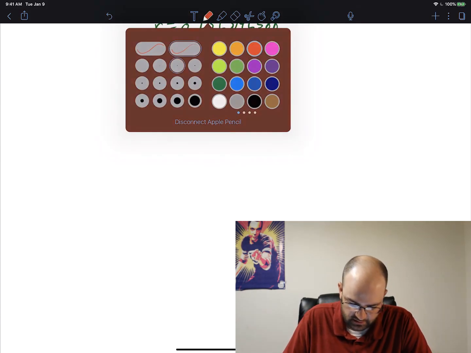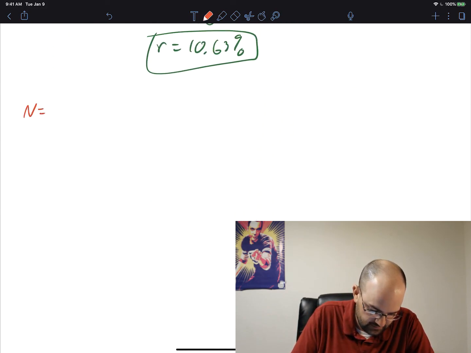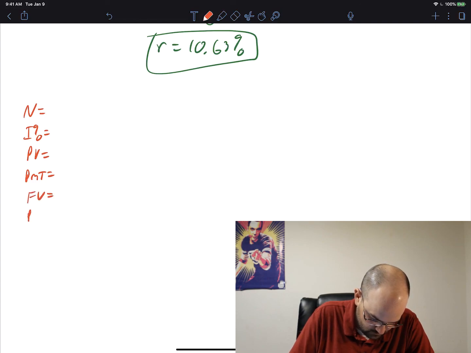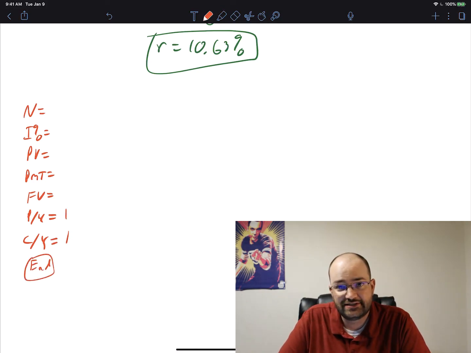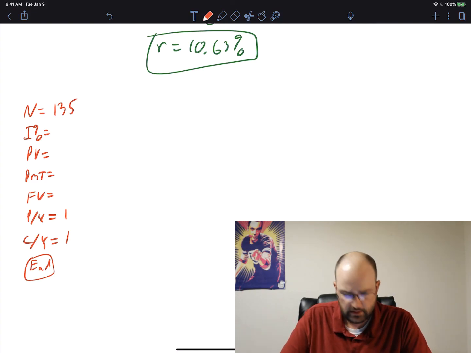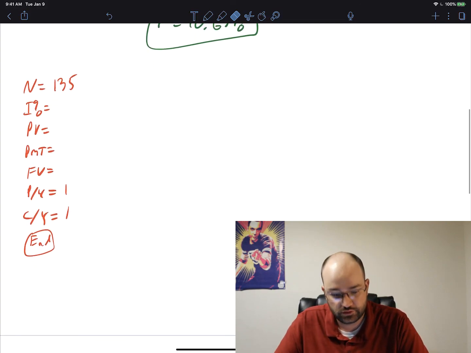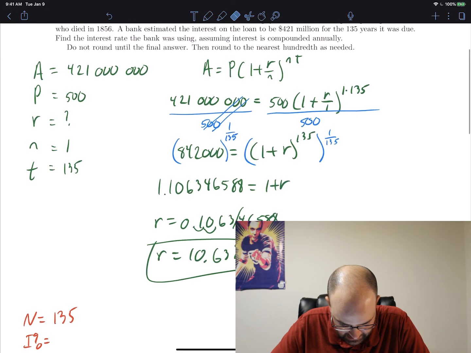This actually didn't need to be done using algebra. We could have used the TVM solver. Okay, P/Y, C/Y would be 1 because everything's just happening 1 time a year. N is 1 times 135, or in other words, 135. I don't know the interest rate. The present value is basically what the person gave someone during that time, which was negative 500.